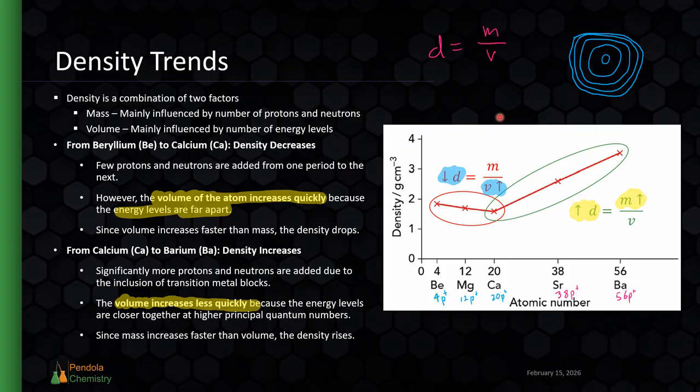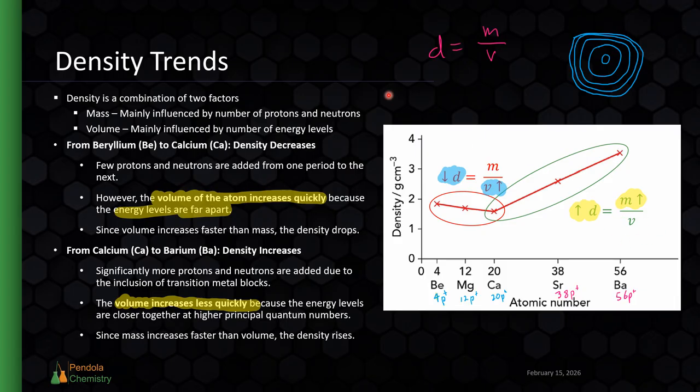So we have two very separate, distinct patterns within group 2 for density. The first half decreases in density, and then once we get past calcium, it starts to increase in density. And again, the reason is that mass and volume increase. The volume increases more rapidly than the mass in the first half of the group, but then in the second half of the group, because we're adding more protons and neutrons because of those transition metals and inner transition metals, and because the energy levels are much closer together, the density increases much more drastically because the mass increases faster than the volume.